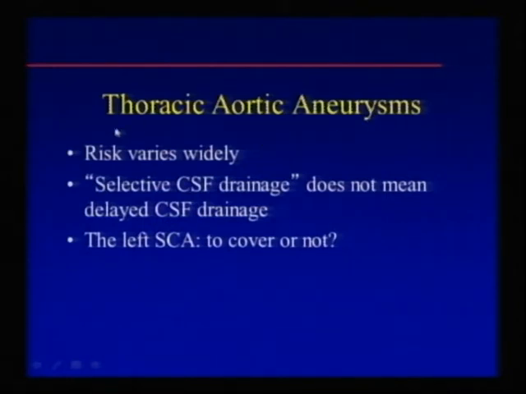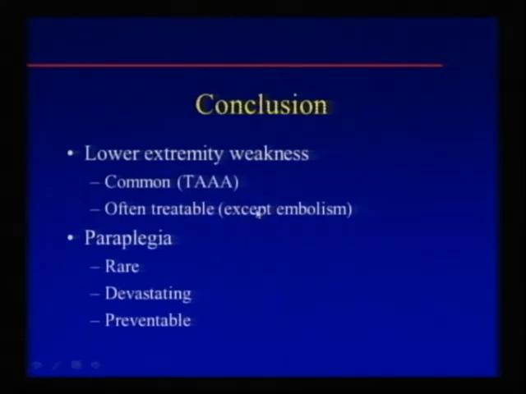What about thoracic aortic aneurysms? Well, the risk varies widely according to some of the things that I discussed, the extent of the aneurysm, the state of the collateral vessels. You can't sit around and say, okay, if we've got this high-risk patient, and if he needs CSF drainage, we'll do it, because by the time you do it, it's going to be too late. And really, if you think it's a high-risk case, if you're going below T8, you should make sure you preserve the left subclavian artery.